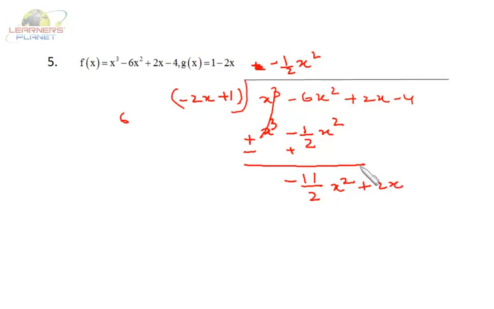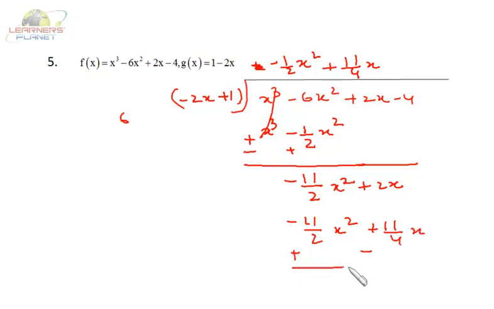Now let's take this 2x over here. Now I wish to have minus 11 by 2x square, and I am having minus 2x over here. So I should multiply it by 11 by 4x. Okay, now 11 by 4x into minus 2x, what I'll be getting is minus 11 by 2x square. Now 11 by 4x into 1 is 11 by 4x. Okay, so change the sign and solve it. Now 2 minus 11 by 4 of x, so it's minus 3 by 4x.